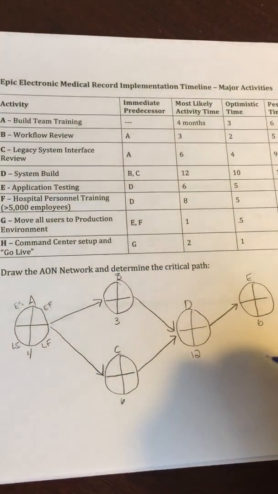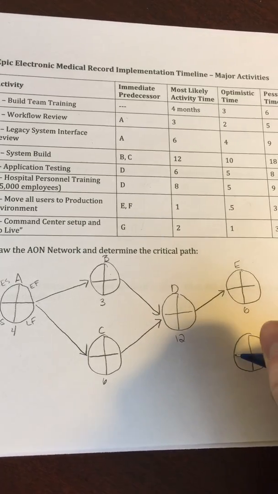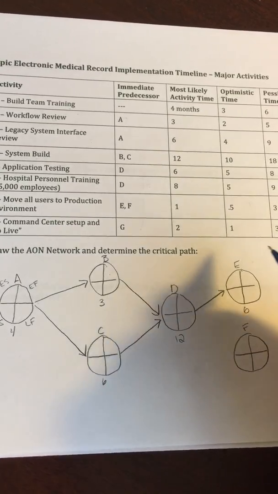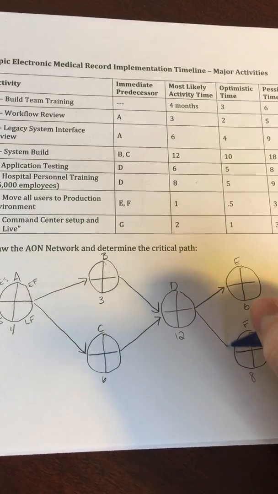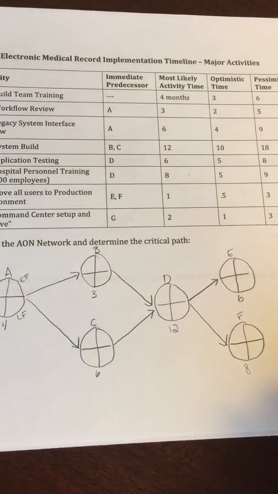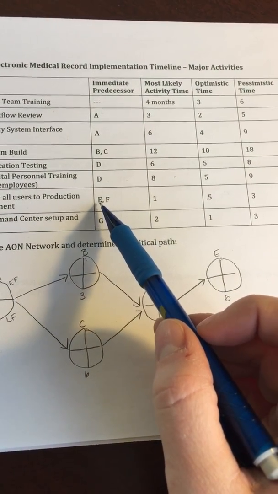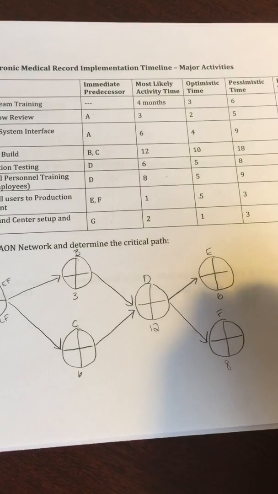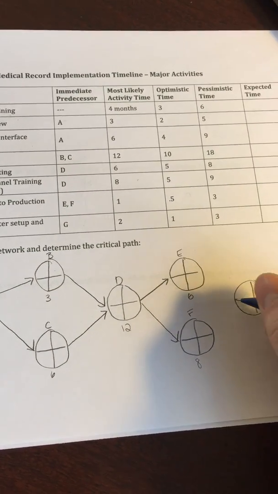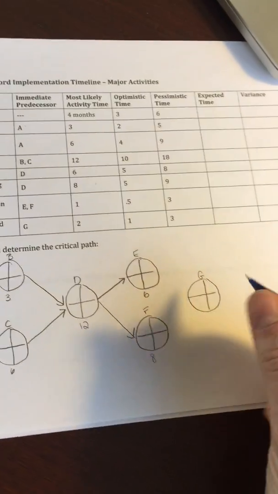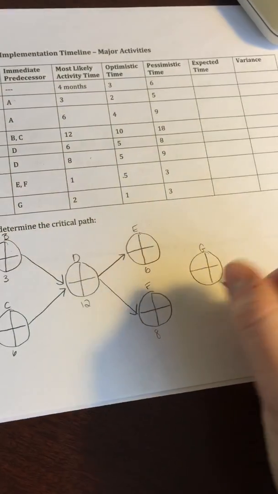and activity F can also start as soon as D is complete, and that takes 8 months. And now we have activity G, which can start once both E and F are complete. And G is going to take 1 month.